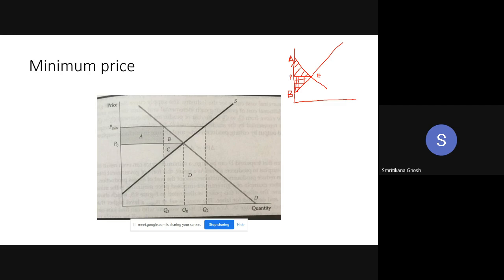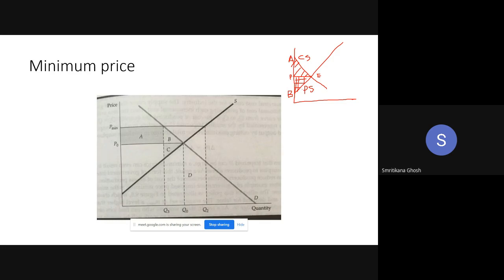Very easy. The area below the demand curve above the price, the area below demand curve above equilibrium price, this is consumer surplus. The area below the price above the supply curve is producer surplus. So this is consumer surplus and this is producer surplus. Done. Okay. So we know the basic thing.